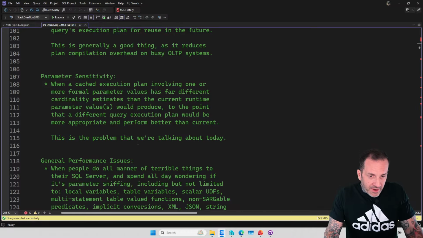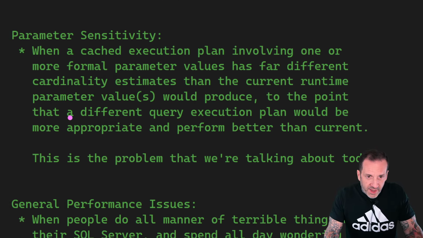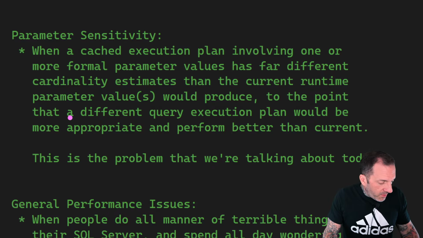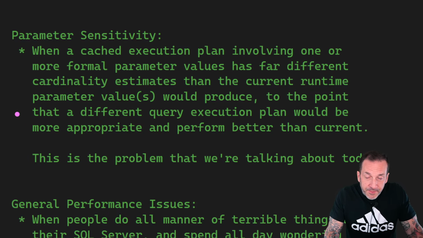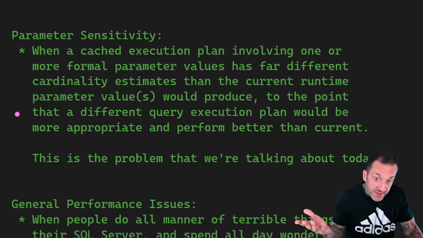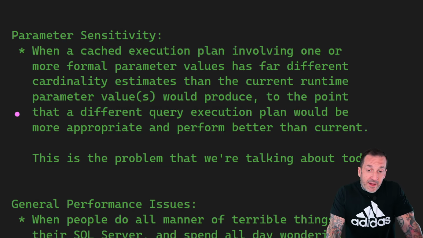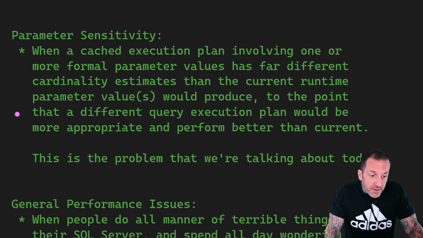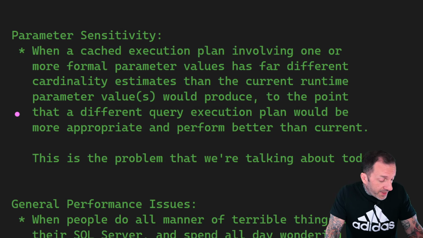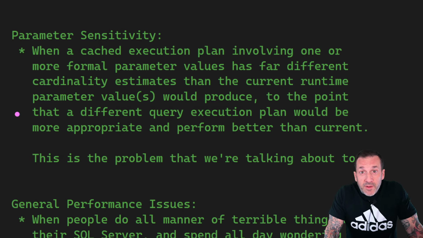Where it gets a bad name from is when you have a problem where a query gets compiled with some parameter or set of parameters, and the cardinality estimates that produce a cached query plan for re-execution do not really fit the mold for what the current runtime set of parameters is looking for.